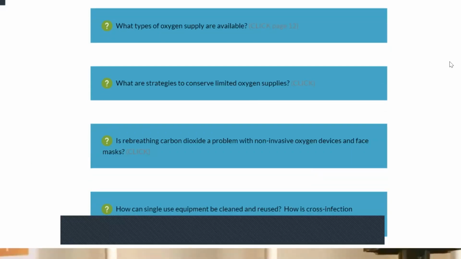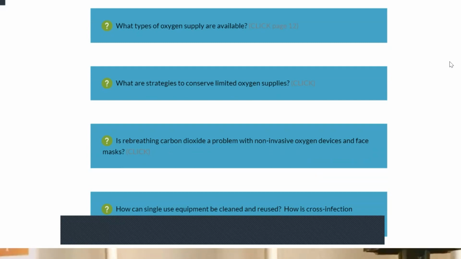So for us, I think in most of our hospitals we use cylinders, but we also have concentrators. Oxygen plants may be available in some of the hospitals, and I don't think we have liquid oxygen. So just keep that in mind.